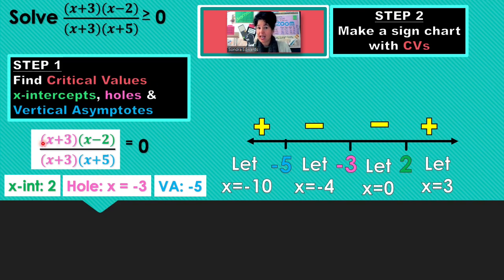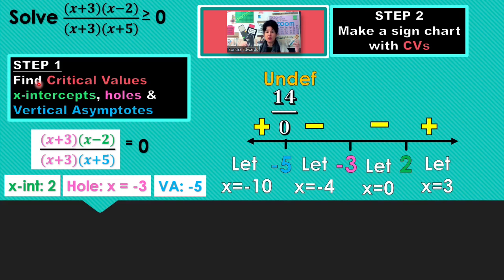Critical values are any numbers that make the numerator 0 and make the denominator 0. These are the specifics, like what they are: x-intercepts, holes, or vertical asymptotes. But if you get stuck, just think what numbers make the numerator and denominator equal to 0 and put those on the number line. Okay, so substituting -5 back in here, we get 14 over 0. You cannot divide by 0, so that is undefined.